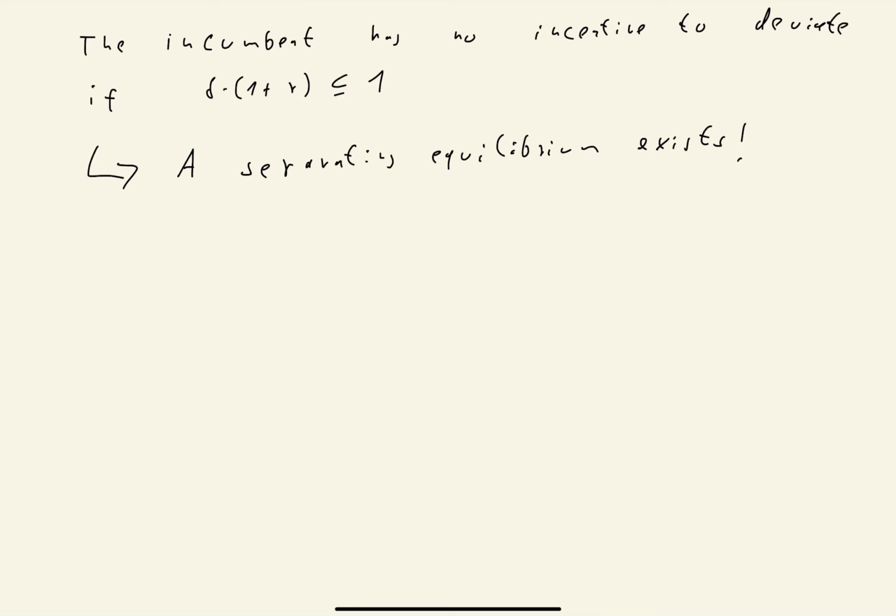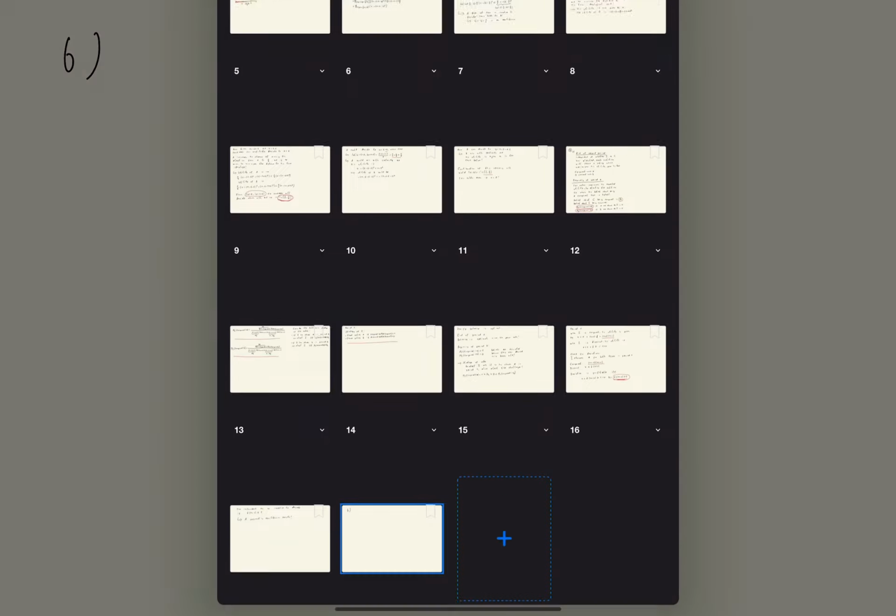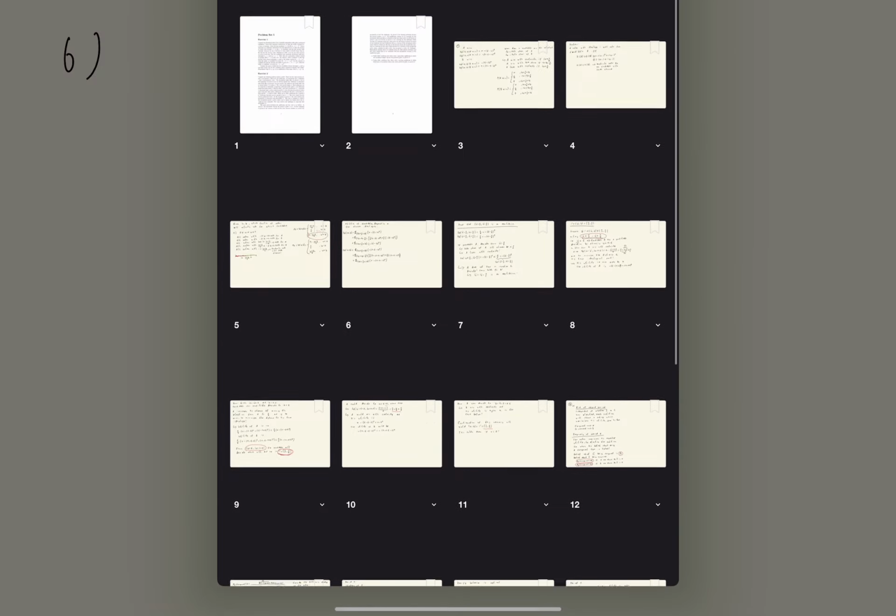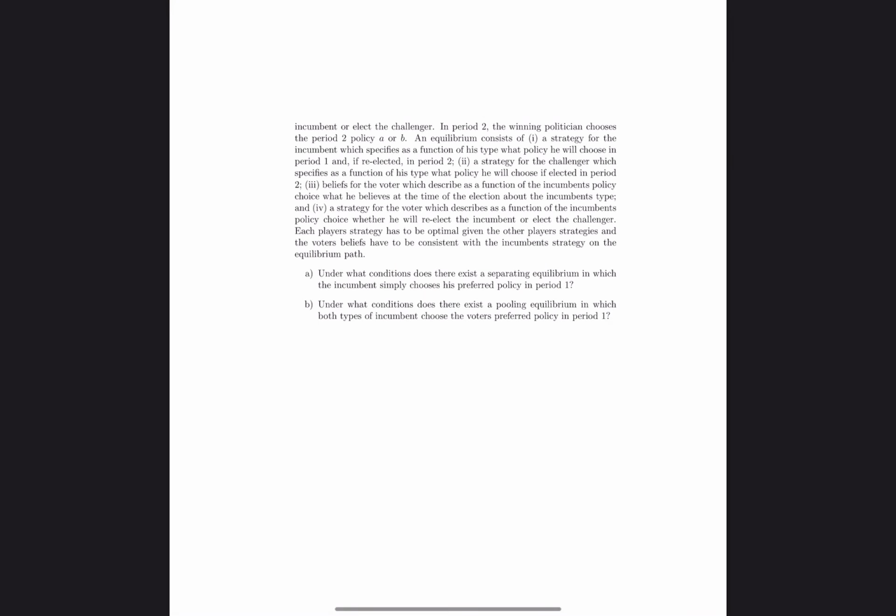So now we derived a condition with respect to the primitives of the model such that a separating equilibrium exists. And the equilibrium is given by the strategies that I described to you before. And this brings us to sub-exercise B, where we were asked to derive conditions such that there exists a pooling equilibrium in which both types of incumbents choose the voter's preferred policy in period 1.